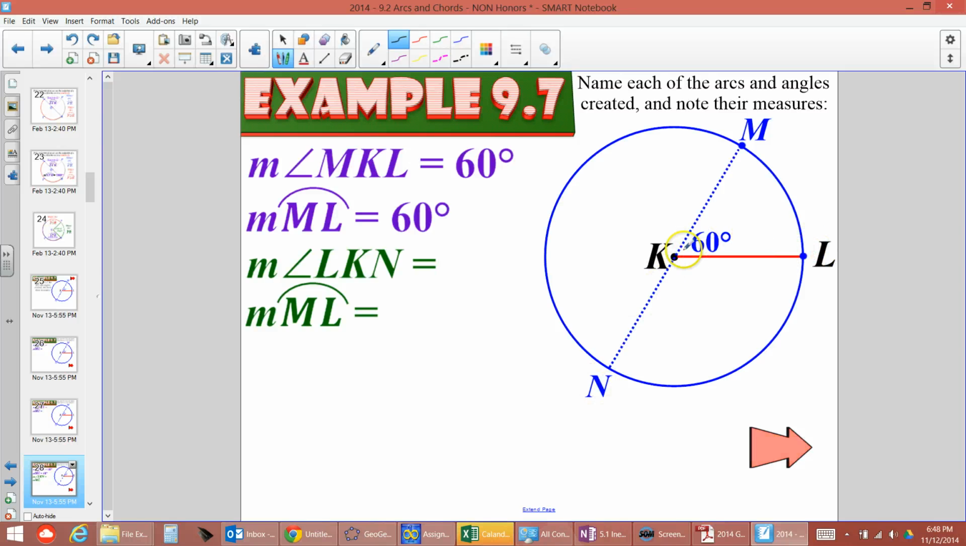LKN right here, what is it going to be? Here's 60. The other side, we have to form a straight line. They're a linear pair. So that means that 60 plus whatever has to equal 180. Well, 60 plus 120 makes 180. So LKN is measured at 120, and the arc M, that's a typo. That should say NL.